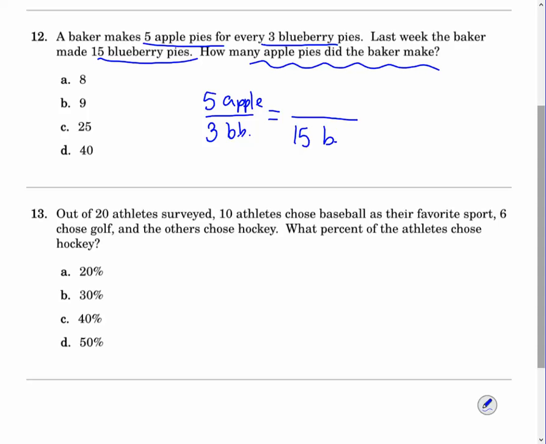So when you label this stuff, it's really easy to see where you should put these quantities. What's happening is a lot of kids are not labeling, and then they set it up incorrectly. So that is really the importance of labeling here. So you can look at this pretty easily. 3 times 5 is 15, and 5 times 5 is 25. So 25 apple pies is the correct answer there.